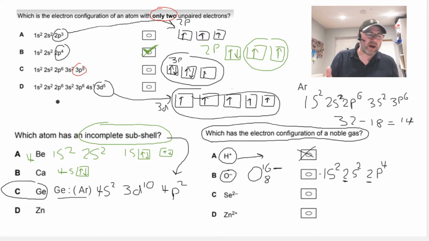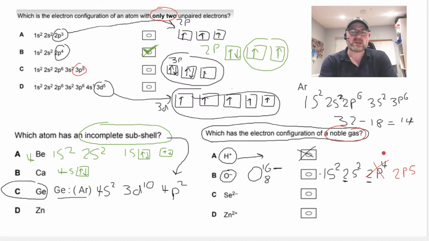Could be 2s1 if you were lithium with 3 electrons. You'd be 1s2, 2s1. But because this is an ion, it's gained an electron. So actually, it's 2p5. And the question was, is this a noble gas? And the answer is no. That's not a noble gas, because a noble gas would have a full energy level.